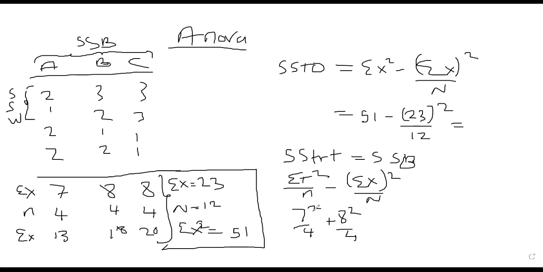The next one is what? 8 squared over 4. What do we get? We subtract the correction term, 23 squared over what? 12. Please help me with the figures here.